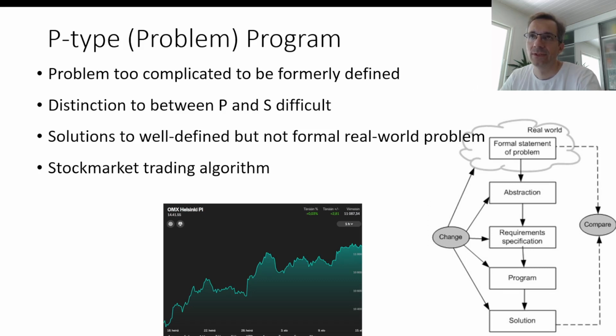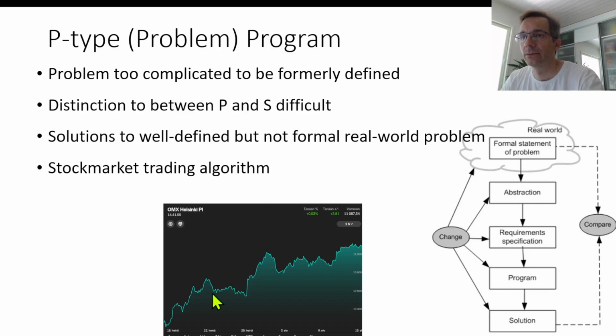And the difference here is that with S-type programs, if there would be a change, we would create a new and different problem which would require a new solution. Here with P-type program, the problem is modified. In this case, it's the stock market, and the old solution needs to be adapted to fit the new definition of the problem. However, checking whether the solution satisfied the stakeholders is still the same. I mean, does the program make money in the stock market? And so you can see a clear difference here.